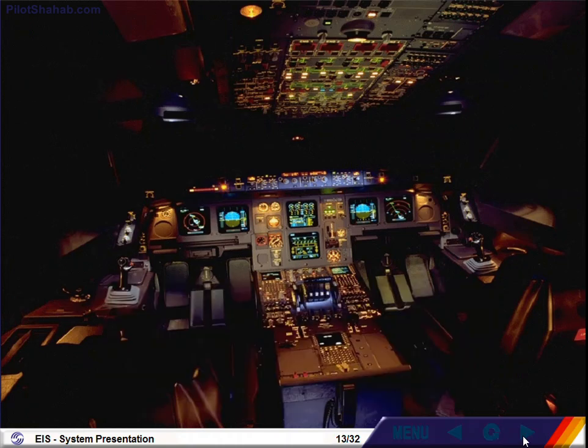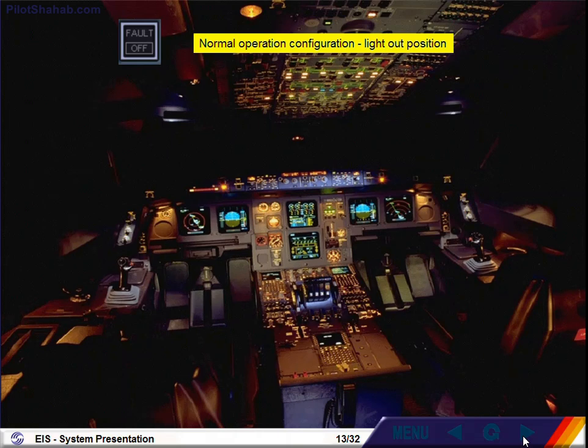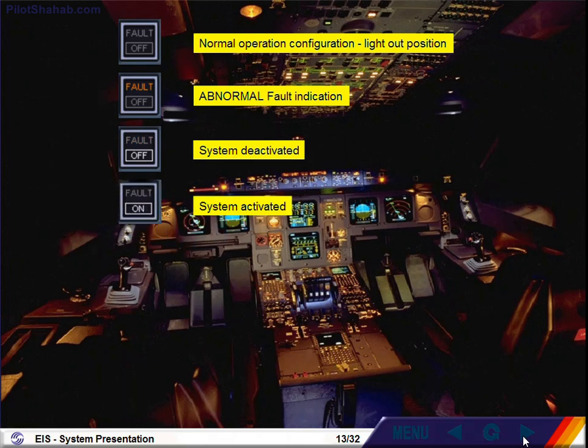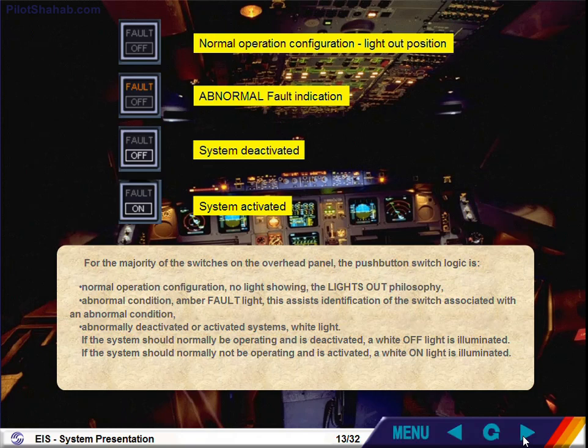For the majority of the switches on the overhead panel, the push-button switch logic is: normal operation configuration, no light showing, the lights out philosophy; abnormal condition, amber fault light. This assists identification of the switch associated with an abnormal condition. Abnormally deactivated or activated systems, white light. If the system should normally be operating and is deactivated, a white off light is illuminated. If the system should normally not be operating and is activated, a white on light is illuminated.